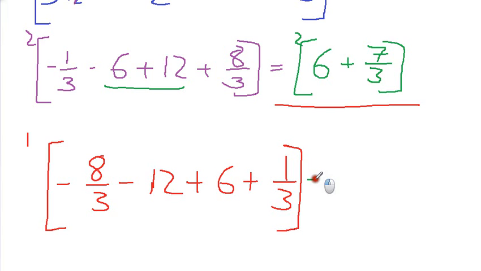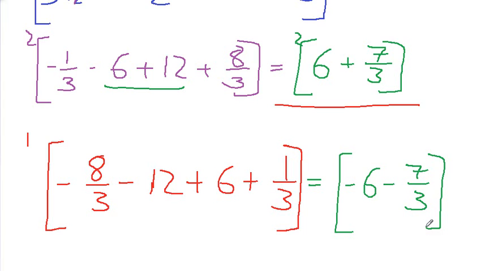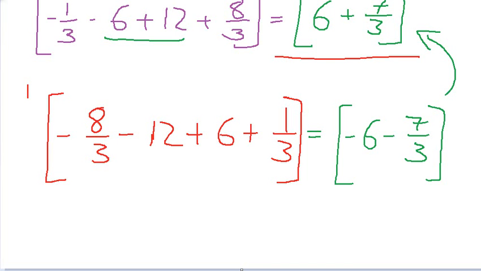So let's make that a little bit neater as well. We've got minus 6 plus 12, so that's going to be minus 6. And then we've got minus 8/3 plus 1/3, so minus 7/3. So pretty much the opposite of what we had up here when we put 2 in. So let's take what we had in number 2, which is 6 plus 7 over 3, and then take away what we got from number 1. So let's go for it.